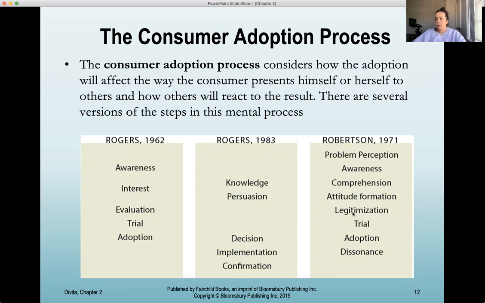Then we're legitimizing it. Then we try it, trial. If we decide that it's something for us, we try it out, we see how it works. We then adopt it as part of our wardrobe, and then it causes dissonance.